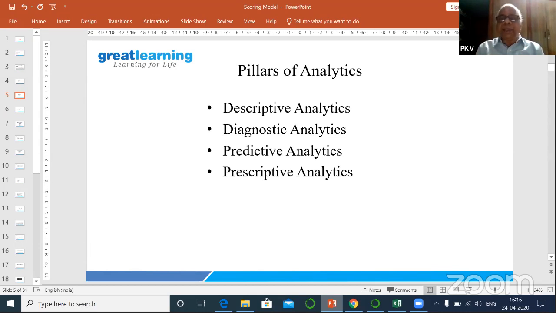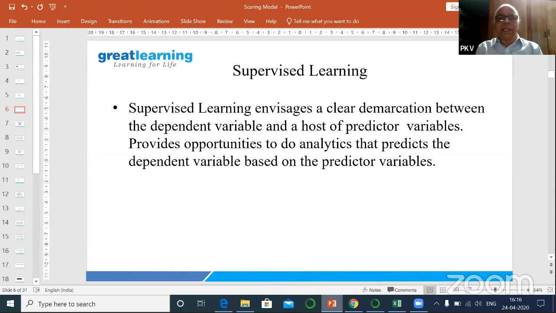Then another vocabulary which we will have to understand is supervised learning, unsupervised learning. Two parts are there. In a supervised learning environment, we have a clear definition of the dependent variable and the host of predictor variables. Meaning, I want to know the target. I know the target, but I want to predict the target. The target becomes the dependent variable. And the target is related to a number of variables called the predictor variables.